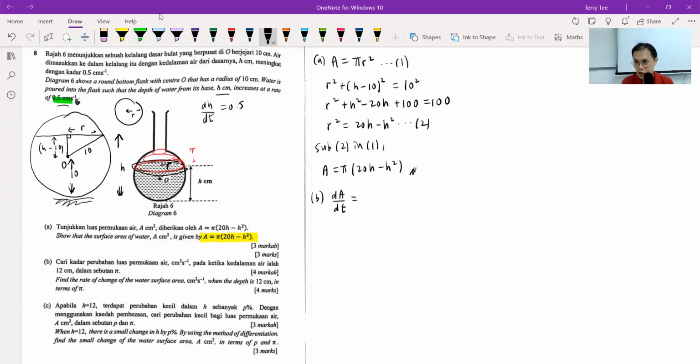So we have to use dh/dt. You want to find dA/dt, and you're given dh/dt. So we can use what we call the chain rule. Break up the dA and dt, put in the dh and dh. We already know dh/dt. dA/dh I can find by differentiating this. Now remember, pi is a constant.